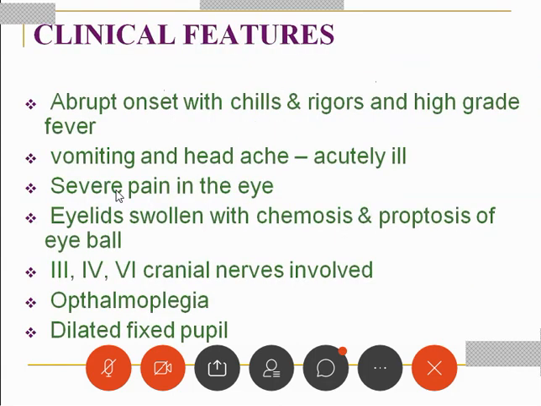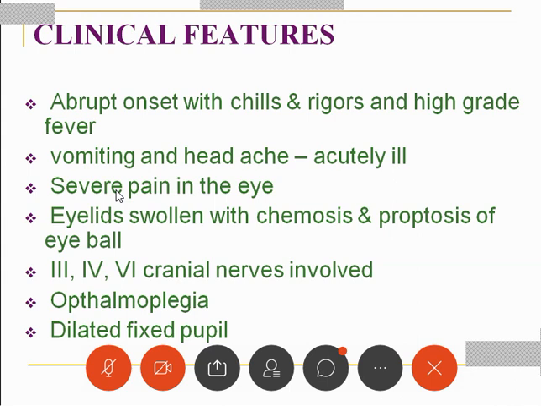Clinical features. Cavernous sinus thrombophlebitis presents with abrupt onset of chills and rigors with high-grade fever, vomiting and headache. The patient is acutely and very severely ill, with severe pain in the eye, retro-orbital pain. The eyelids will be swollen with chemosis, as the drainage of the ophthalmic veins gets affected. Obviously, there is inflammation of the eye, congestion of the eyeball, swollen eyelids and proptosis of the eyeball.